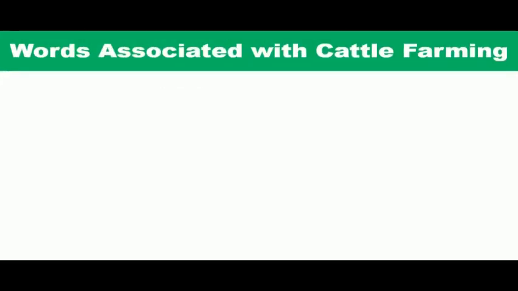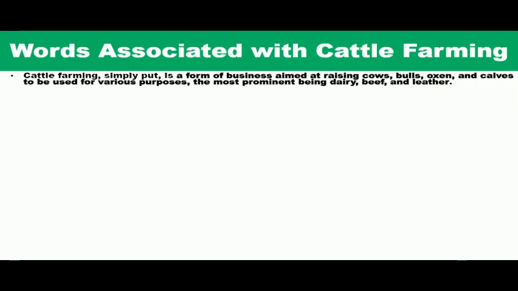Now let's begin to look at words associated with cattle farming. Now, cattle farming is a form of business aimed at raising cows, bulls, oxen, and calves to be used for various purposes. Of course, the most prominent being dairy, beef, and leather. You know, dairy products include milk, cheese, and so on. Then the beef refers to the meat we eat, and the leather is the material used for shoes, for bags, and so on. Okay.